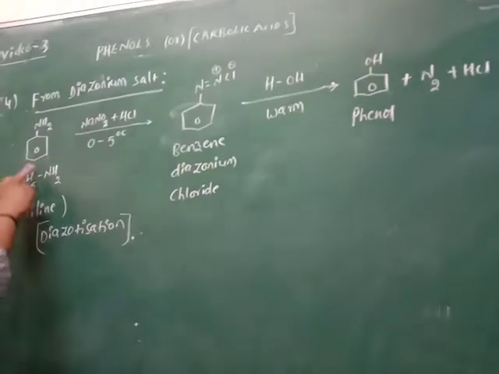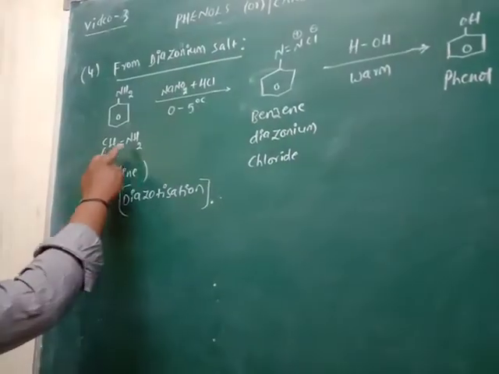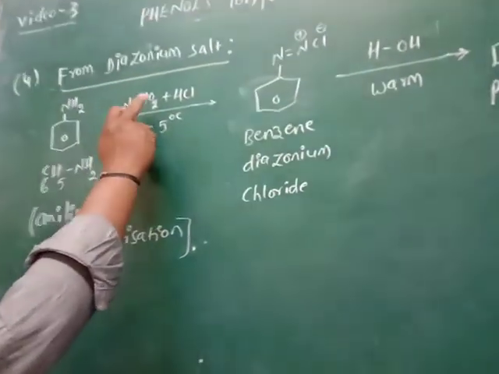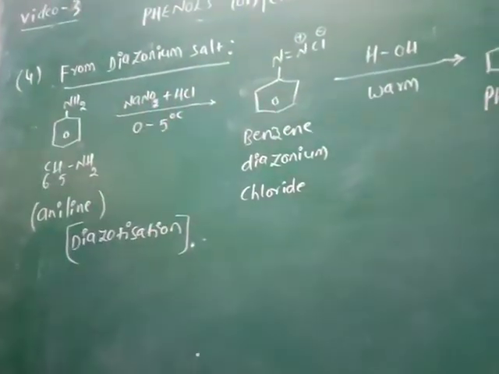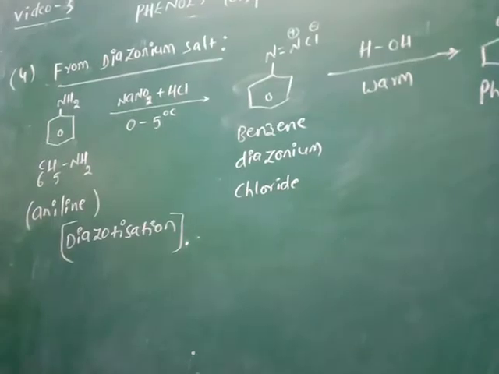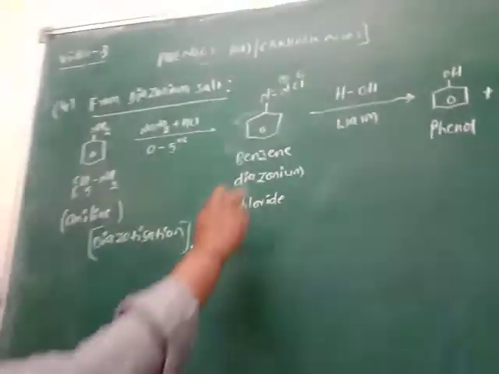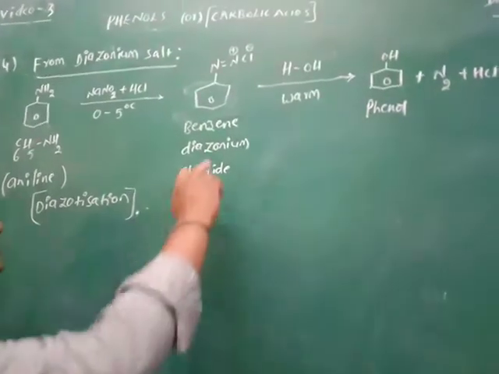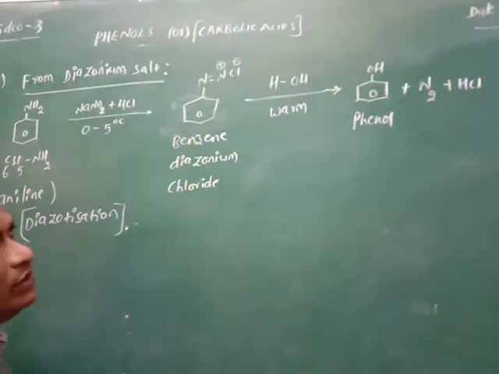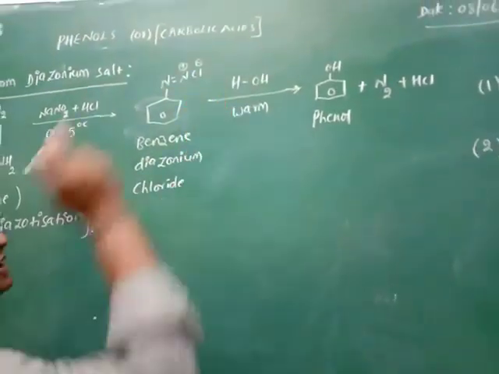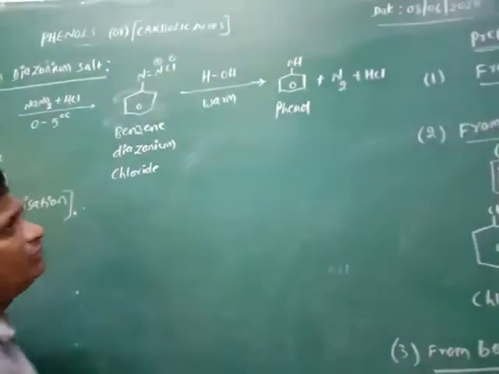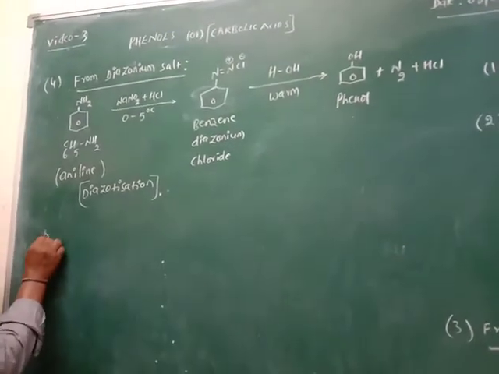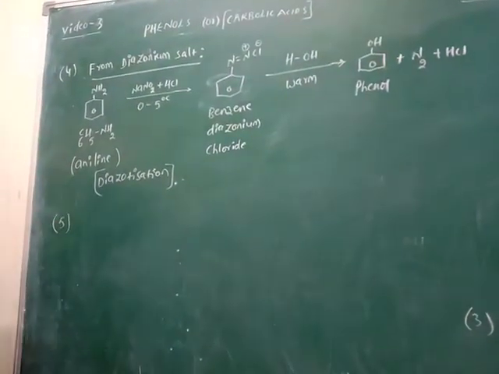First of all, let us consider aniline, that is C6H5NH2. It is treated with sodium nitrite and HCl at 0 to 5 degree centigrade temperature. Then benzene diazonium chloride is obtained. Then the obtained benzene diazonium chloride warmed with water gives the phenol.